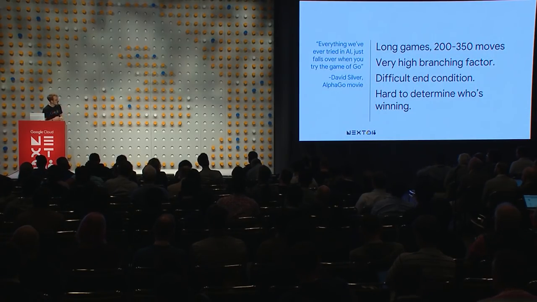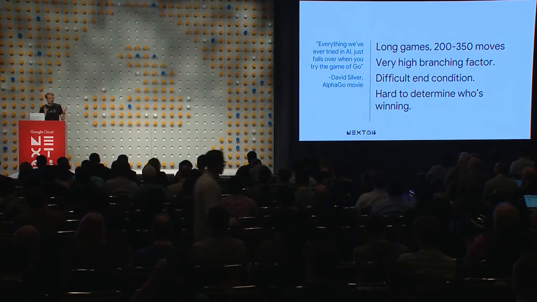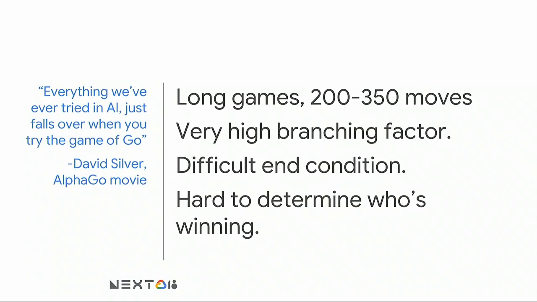hard problem. And then lastly, and this is possibly the most important part, it's really hard in Go to determine who's winning in the middle of the game. This problem, who's going to win, is one of the hardest problems we have. Dealing with the branching factor, that there are so many possible moves at every point, is one of the really difficult problems that we need to solve.